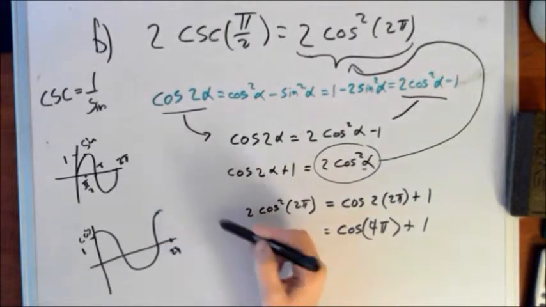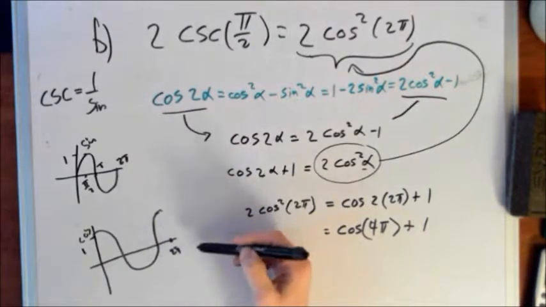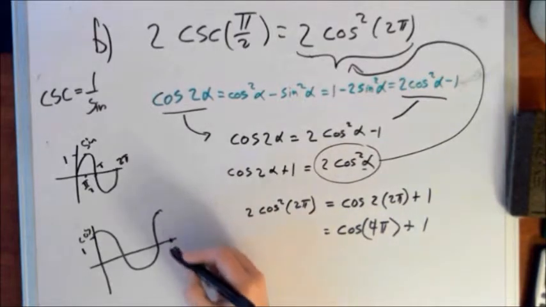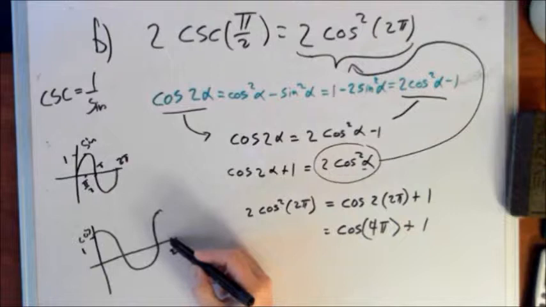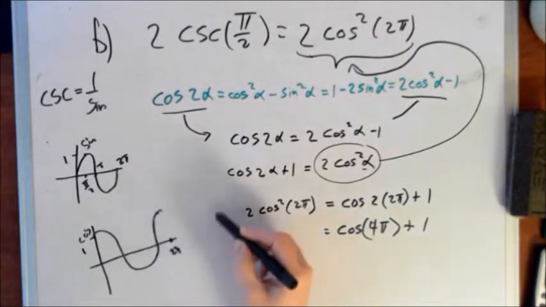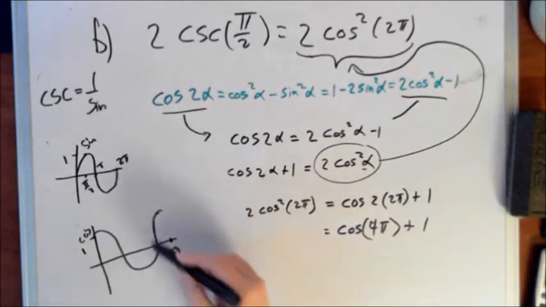So if I keep going, that's 2 complete revolutions. And I hope you can see that 4 pi is going to be the same value that we would get at 2 pi, because it would just keep repeating, and it's all bounded by 1.